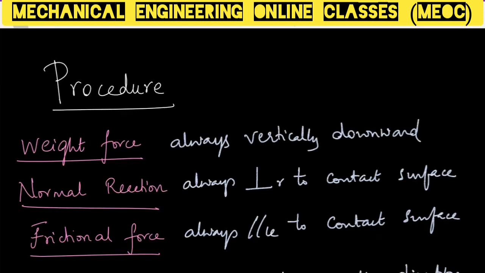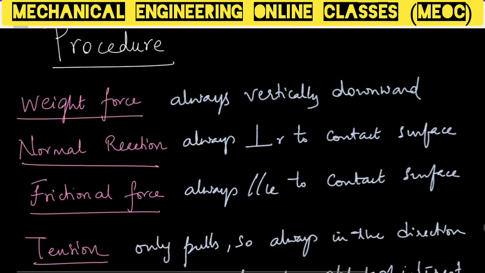Before we learn the procedure of how to draw an FBD, let us look into few basic forces that we will have to have a good idea on before we proceed to drawing an FBD. So weight force, it always acts vertically downward. A normal reaction, as already said, it will be perpendicular to the contact surface. If the contact surface is inclined, then the normal reaction is perpendicular to that inclined plane. And the frictional force, it always acts parallel to the contact surface.